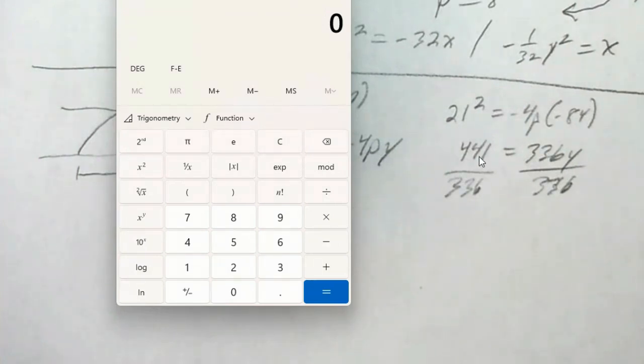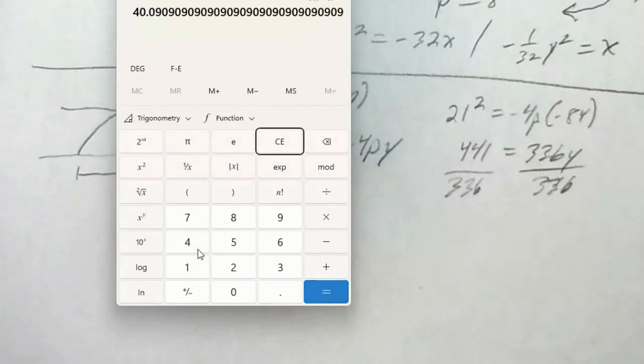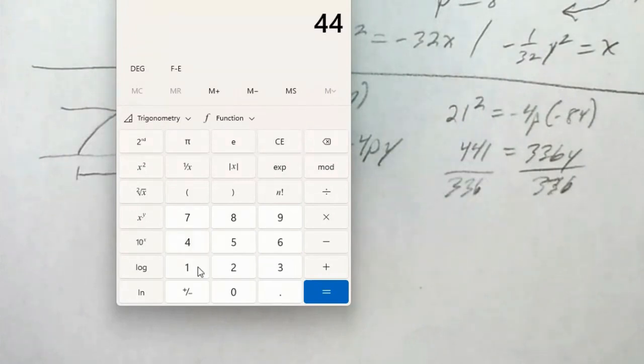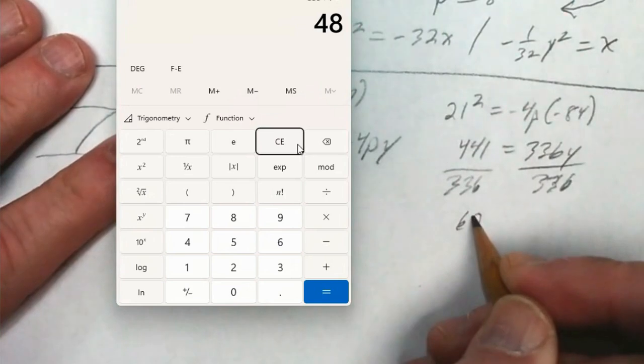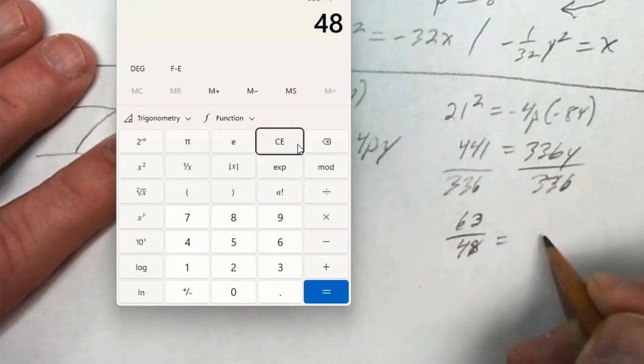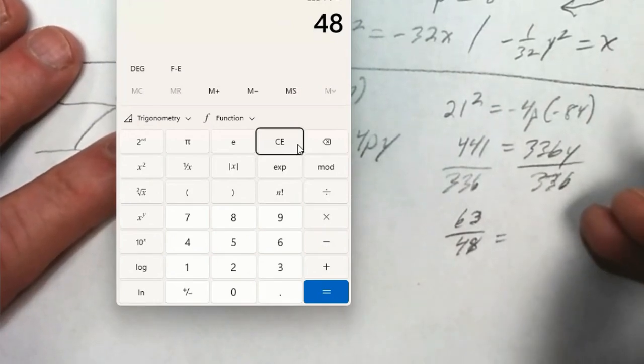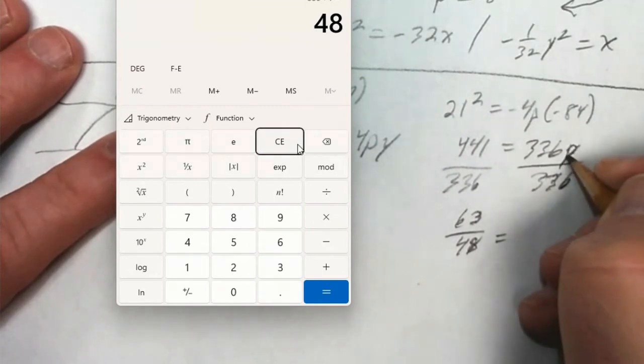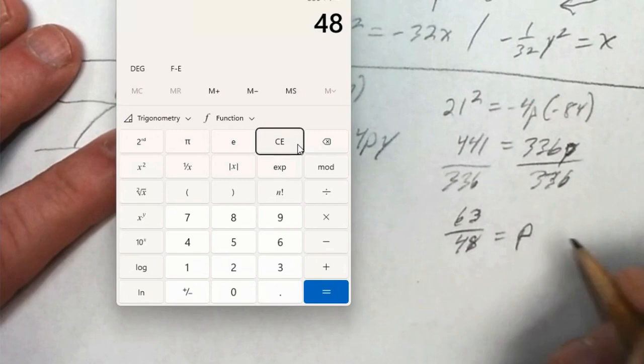Let's see, what's going to go into 441? That's the big question. Let's divide it by 11. Does it divide by 11? No, it does not. It's an odd number, so it's going to divide by some kind of odd number. Let's see, will it divide by 7? 63. Will the bottom divide by 7? 336 divided by 7 is 48. So this is 63 over 48. Oh, this is p, not y, because we knew what y was. We substituted y in there. So that equals p, 63 over 48.